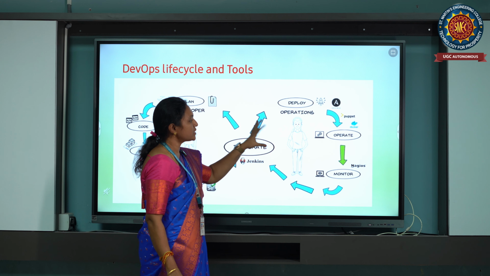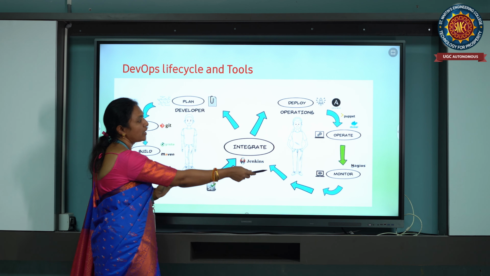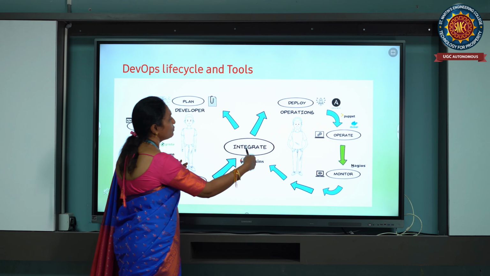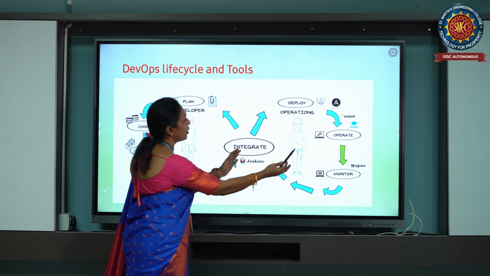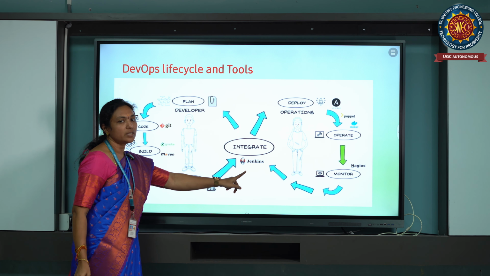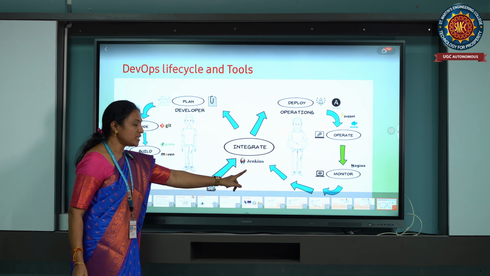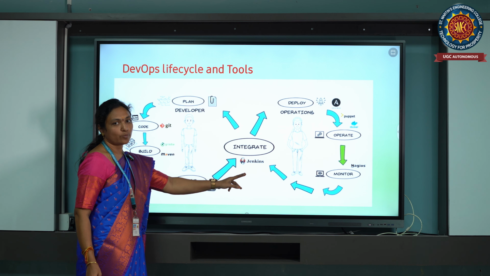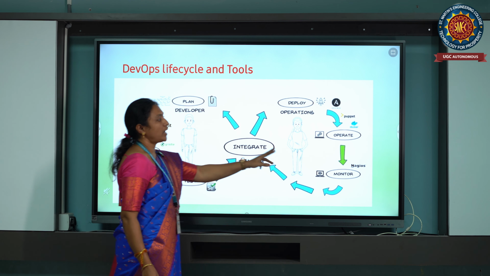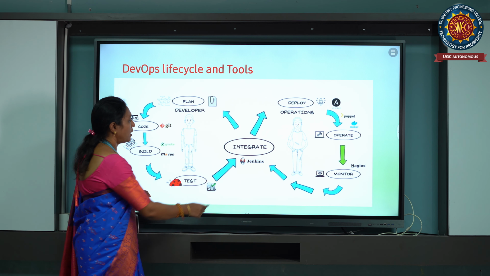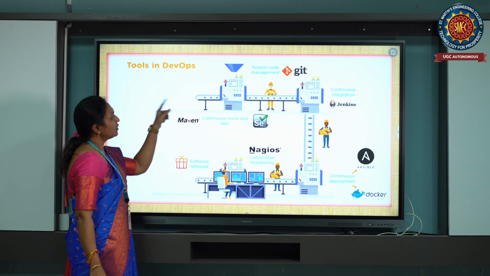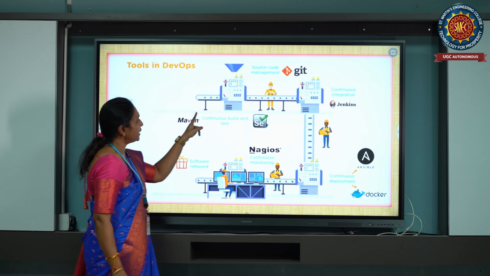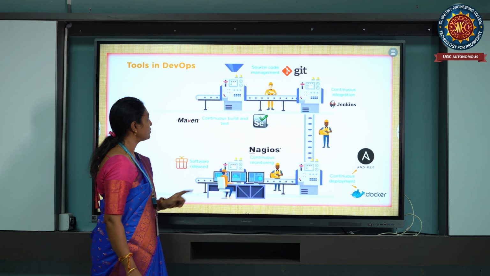In this operations phase, we have to deploy this project to the operations team. So whenever you want to deploy this project, we have to integrate the development team and the operations team by using the tool called Jenkins. Jenkins is a very popular tool available in DevOps. It will automate the integration process between the development team and the operations team. This is the life cycle of DevOps, and these are the many tools we are using in every stage of the process.